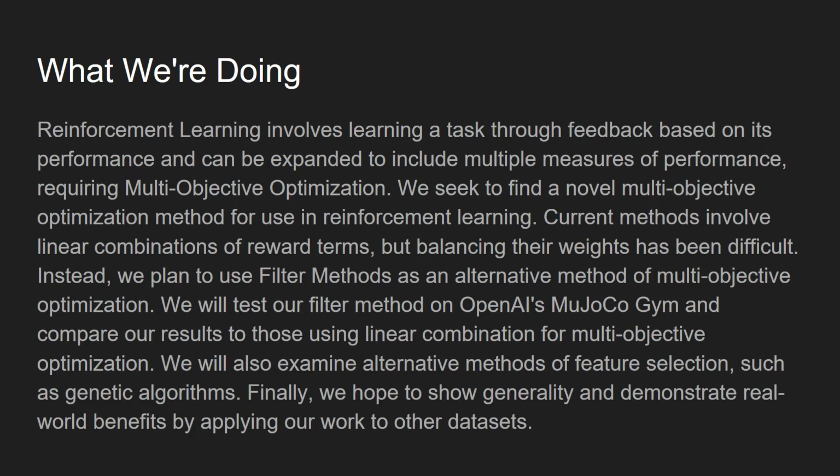So here's what we're doing. Reinforcement learning involves learning a task through feedback based on its performance and can be expanded to include multiple measures of performance, requiring multi-objective optimization. We seek to find a novel multi-objective optimization method for use in reinforcement learning. Current methods involve linear combinations of reward terms, but balancing their weights has been difficult. Instead, we plan to use filter methods as an alternative method of multi-objective optimization.